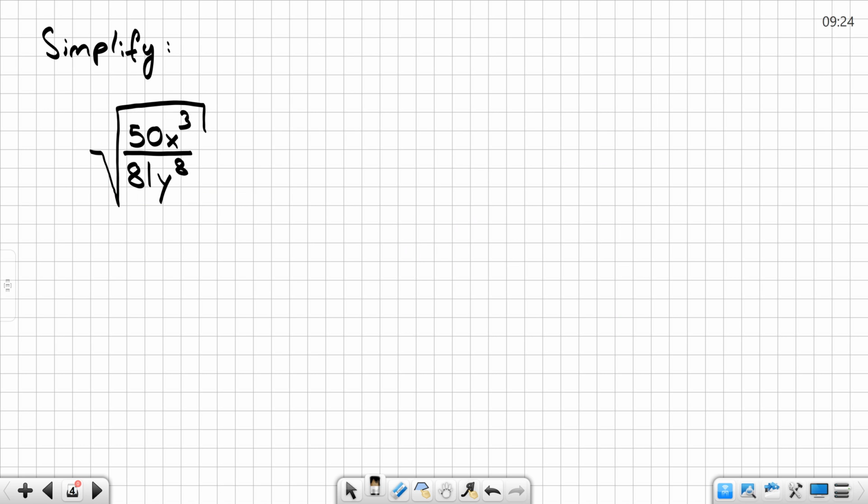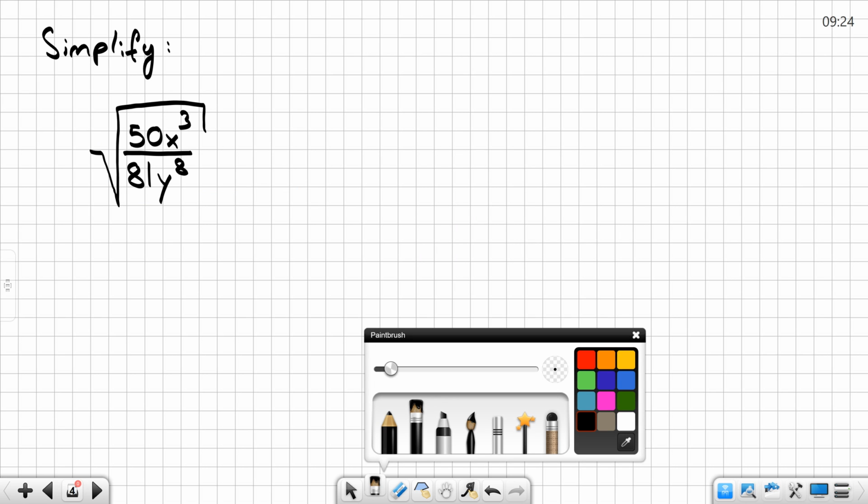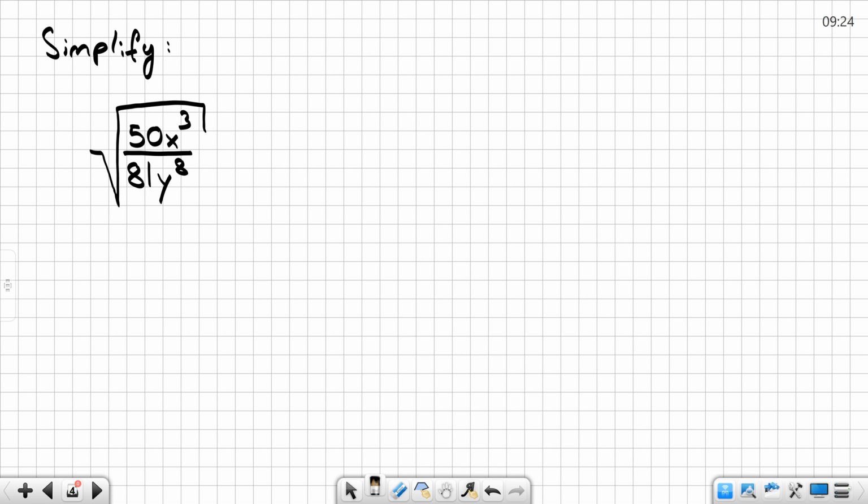Let's use it. We have the square root of 50x cubed divided by 81y to the 8th. The first thing that I notice, I cannot simplify anything inside the radicand. 81 and 50 don't have any common factors. I have x's on the top and y's on the bottom. So the only thing that I can do here, it's kind of screaming at me, is rewriting it as this. I am splitting these radicals up.